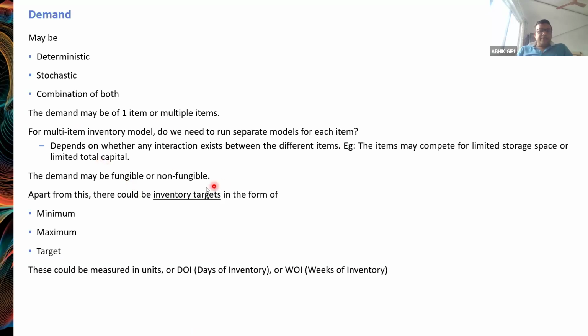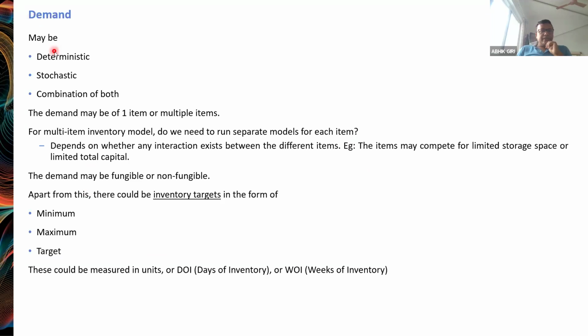Now, let's say you are building a multi-item inventory model. That is, in your optimization model, you have multiple items. So the question is, do we need to run separate models for each item or a combined model? The answer depends on whether there is any interaction between the different items. If the items are competing for any limited common resource, for example, storage space or the total budget available, then we need to ensure that we run them in the same model. Else, we can run different models.